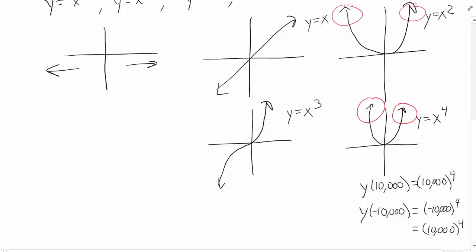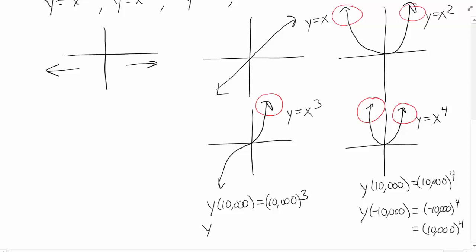So the same type of thing is going to happen anytime you have that even exponent, like x to the sixth, x to the eighth. They're all going to be up, up. Versus these odd ones, say for example, if you evaluate 10,000 over here, take 10,000 to the third, well, that's positive. It's a really big positive number, but it's still positive, so you're going to be up, right.